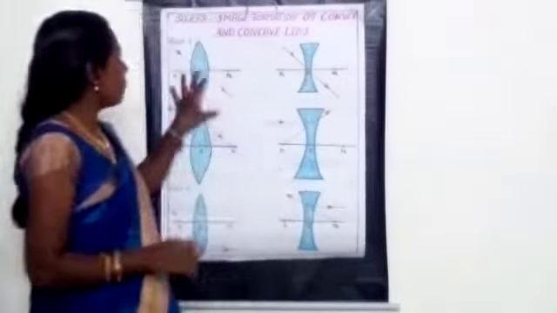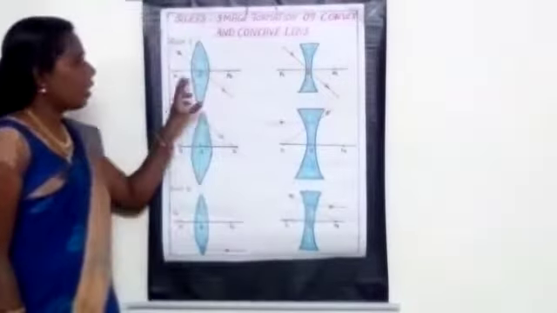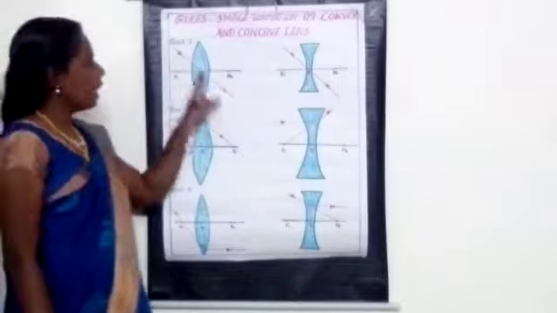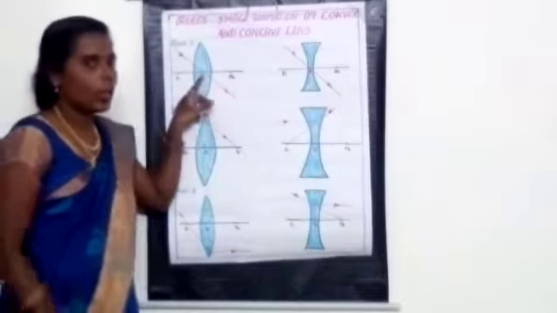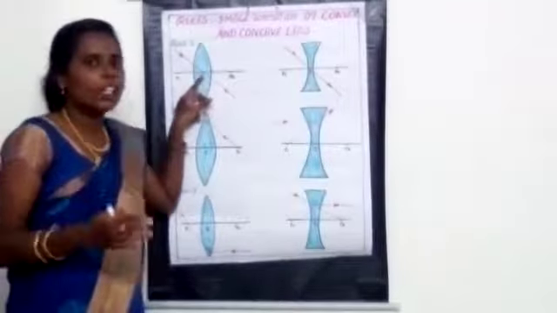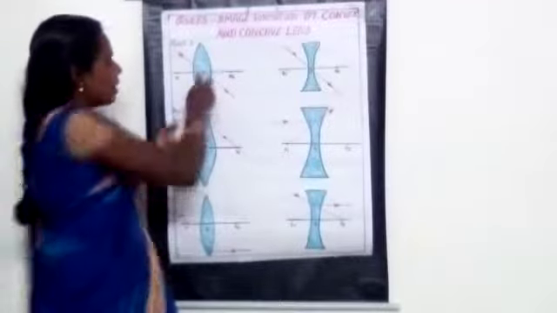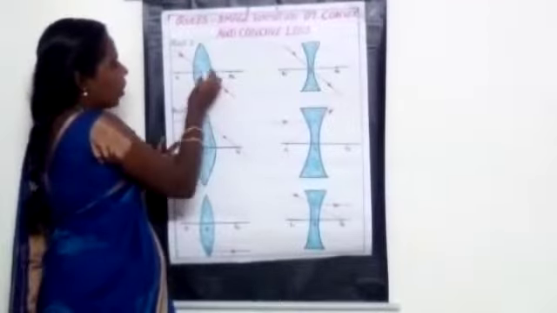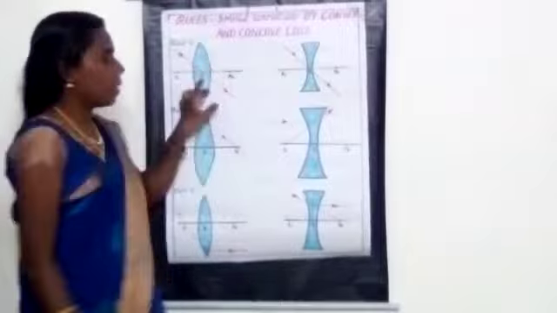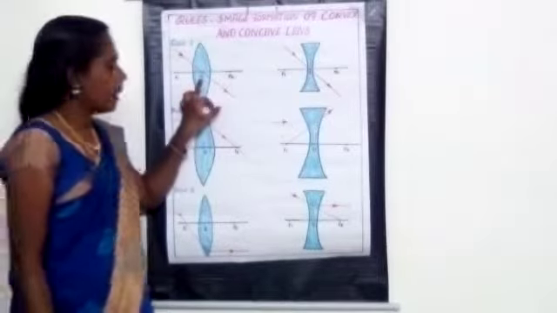What's the first rule? When the ray of light passes through the optic center. You all know what the optic center is. We already studied it in the 9th standard. What is the optic center? The center portion of the lens is called the optic center. It is represented by the letter O.